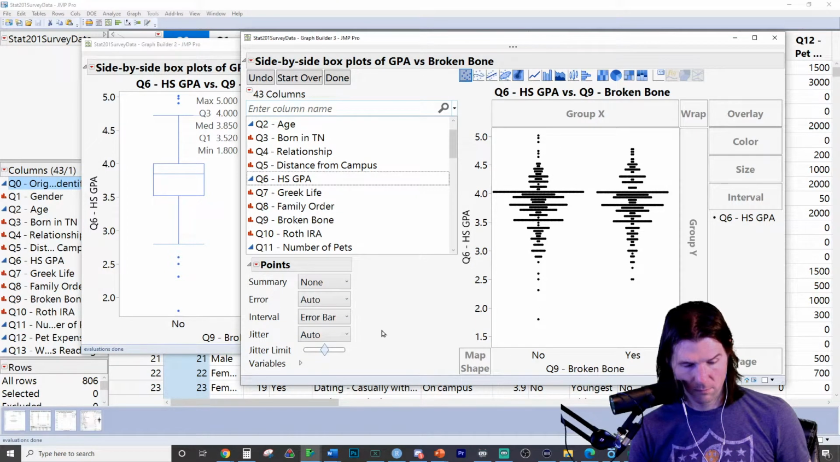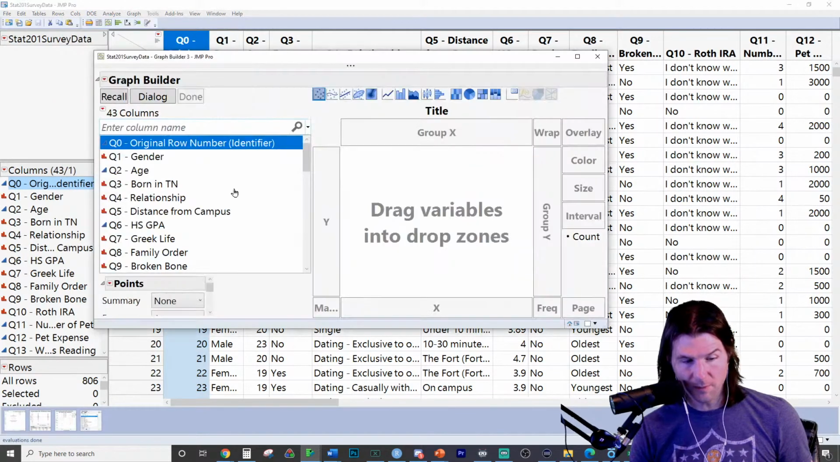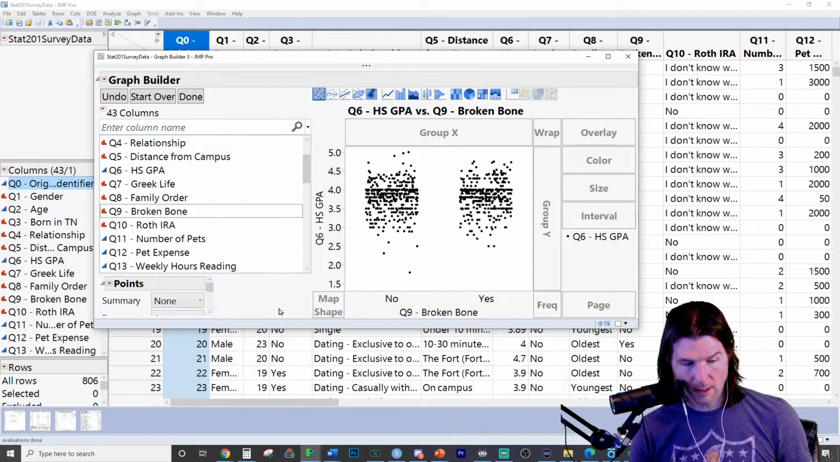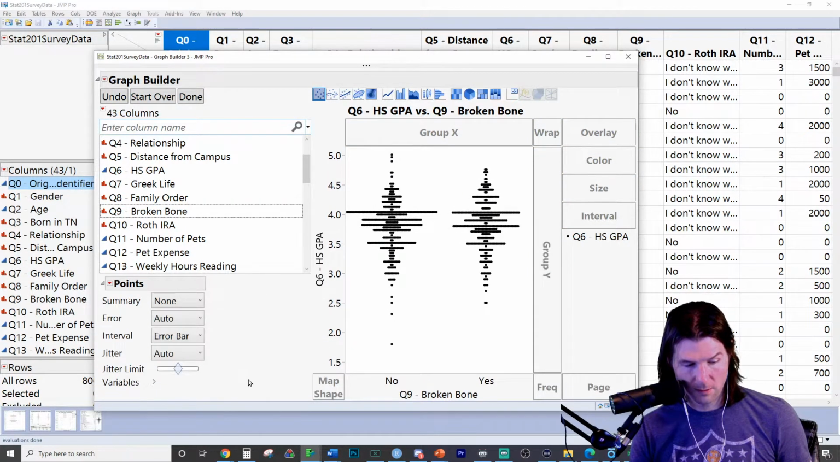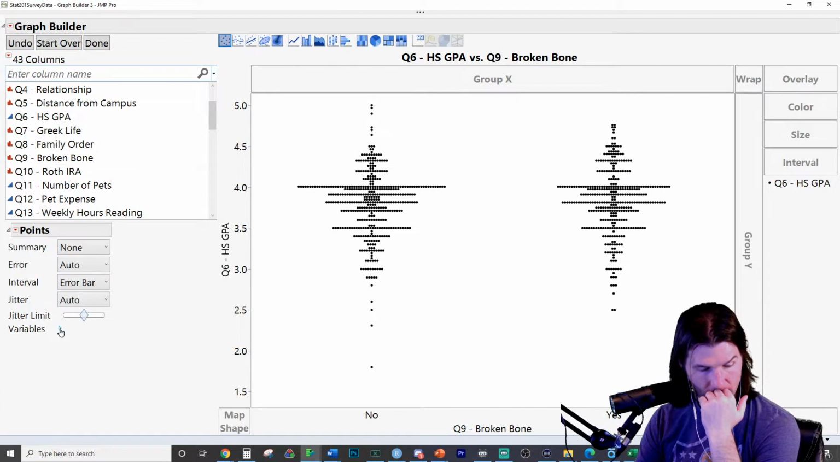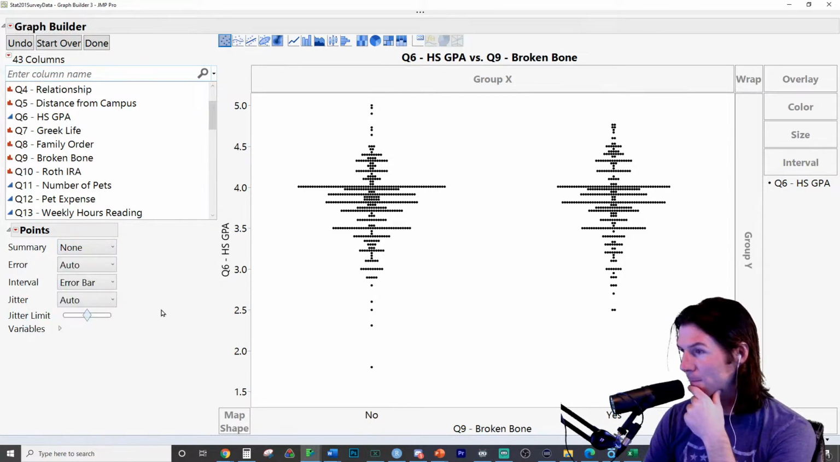So yours, where's my 5-number summary? Huh. Maybe I did something weird when I did the redo. Graph builder should have 5-number summary. High school GPA, and then we're going to analyze this. Broken a bone. And now 5-number summary. Where are you at? Am I going mad, everyone? Why is there no 5-number summary? What is going on? What happened? I'm actually confused for a moment.